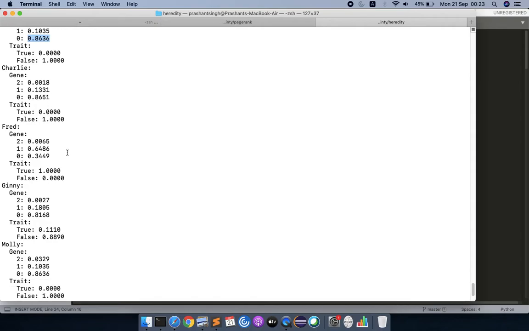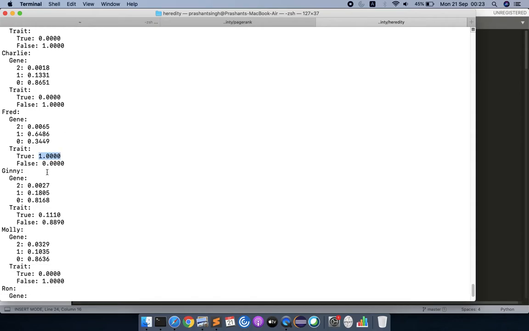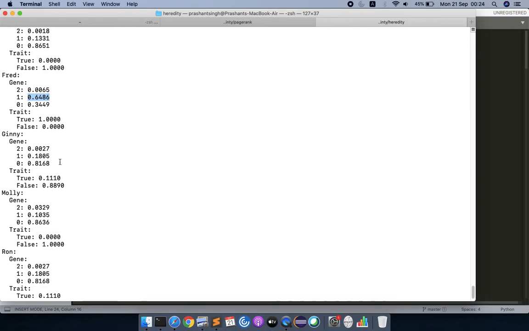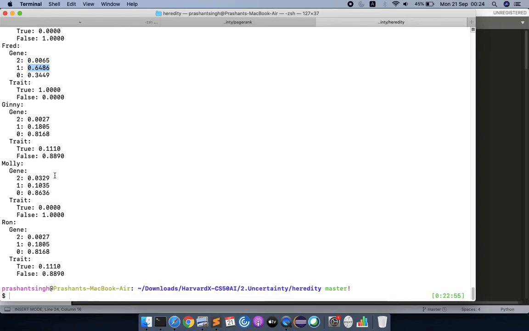Similarly for Fred, you can verify that he is showing that trait. That means he must be having some copy of that gene. You can verify yourself that he has a 64% chance of having one copy of the GJB2 gene, which is causing the hearing impairment. Similarly, we can verify ourselves for the last data set also.